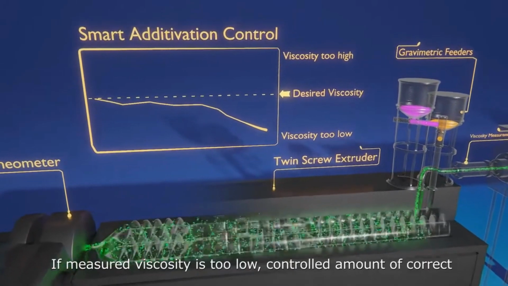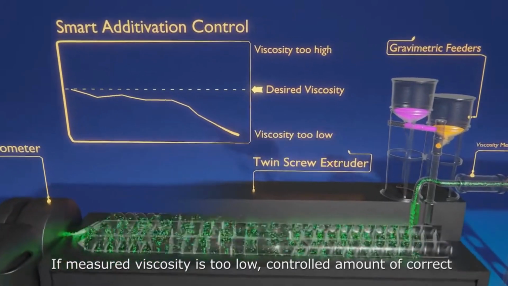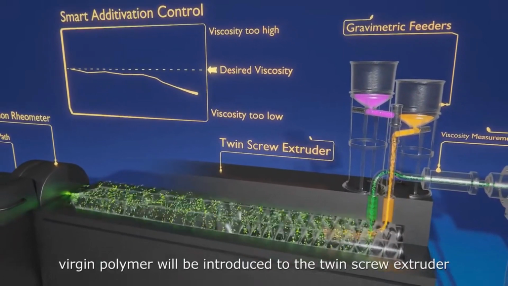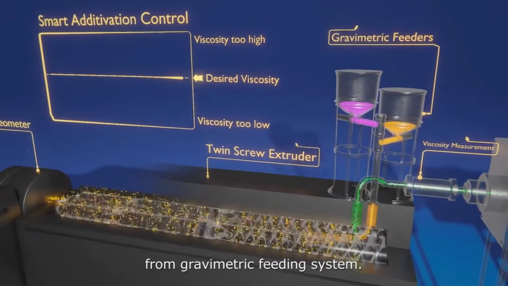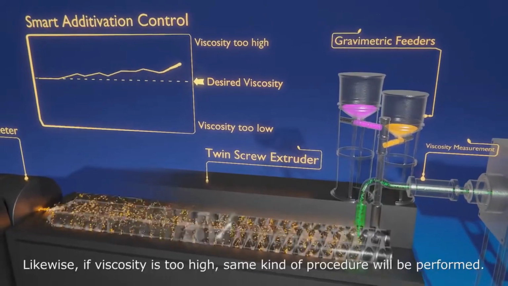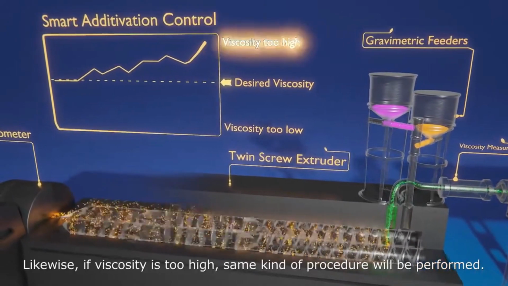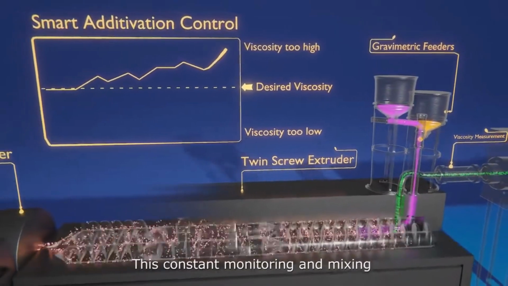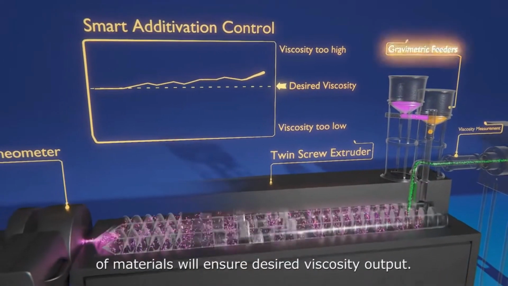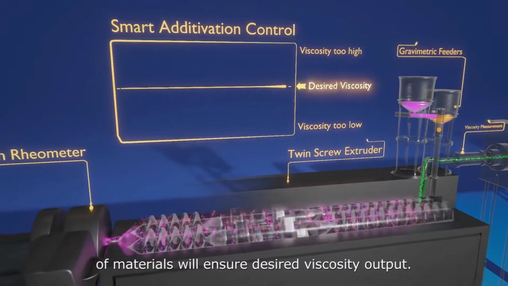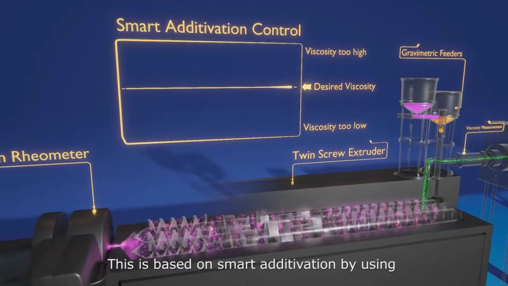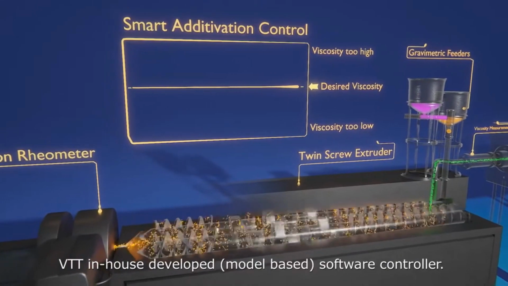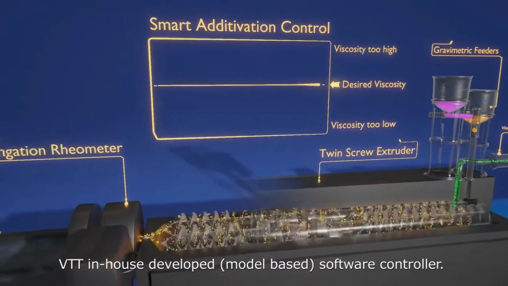If the measured viscosity is too low, a controlled amount of correct virgin polymer will be introduced to the twin screw extruder from a gravimetric feeding system. Likewise, if viscosity is too high, the same kind of procedure will be performed. This constant monitoring and mixing of materials will ensure the desired viscosity output. This is based on smart additivation by using a VTT in-house developed model-based software controller.